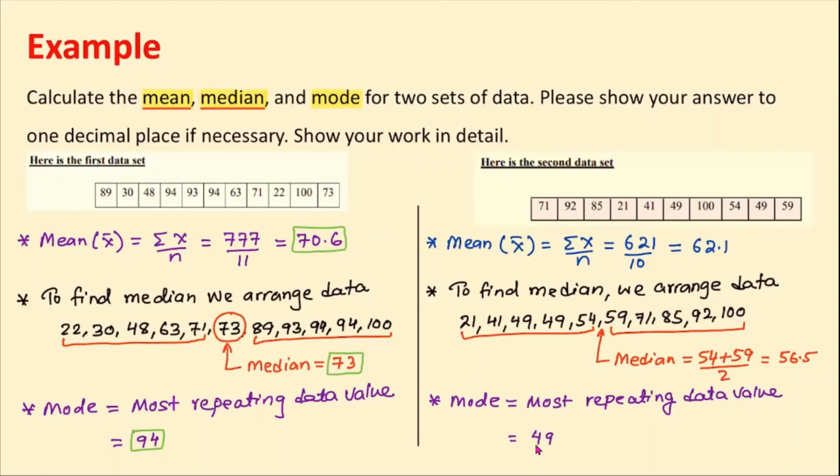So for the second data set, we got all the values that we are supposed to calculate. Here we got mean 62.1, median 56.5, and mode 49. So that's how we can solve a problem like this one.